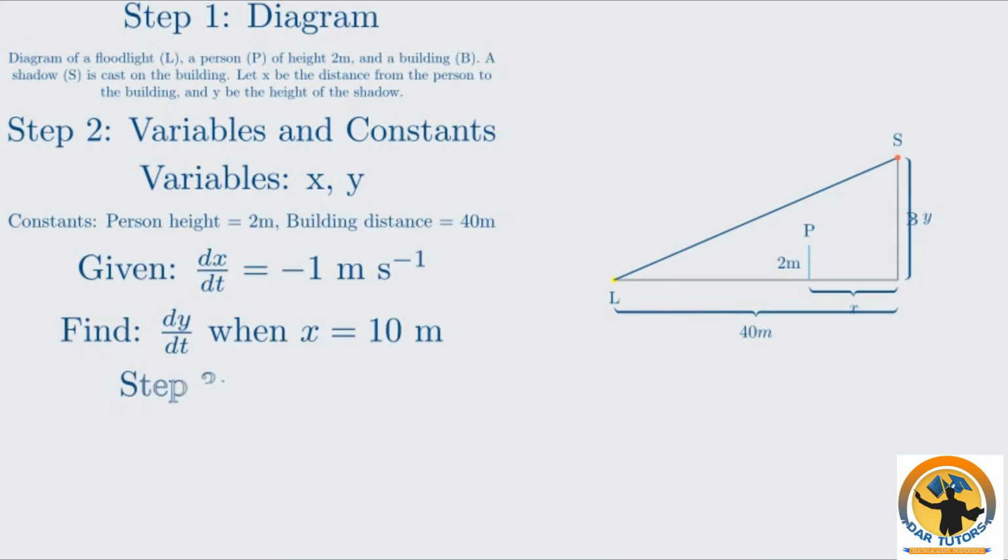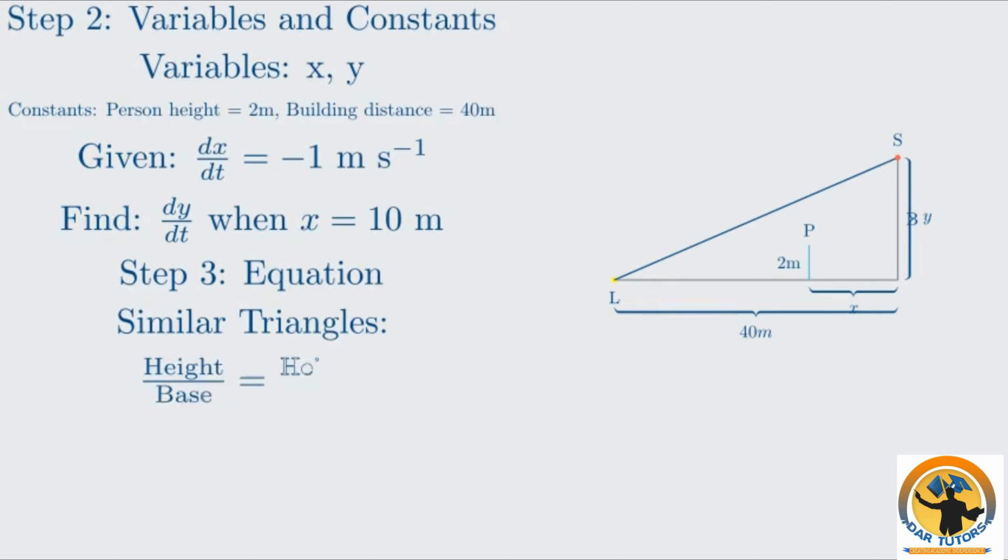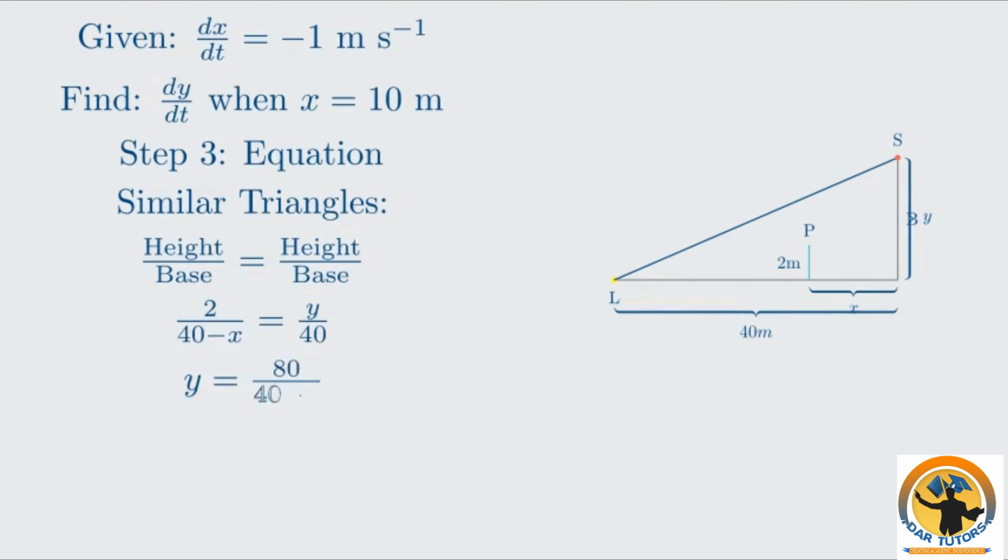Step 3. Equation. We use similar triangles. The small triangle formed by the person and the light is similar to the large triangle formed by the building and the light. The ratio of height to base is the same. So 2 over 40 minus x equals y over 40. This gives us our equation, y equals 80 over 40 minus x.